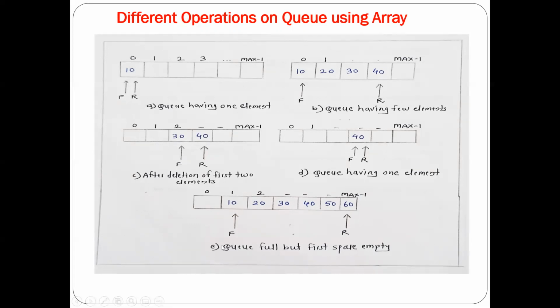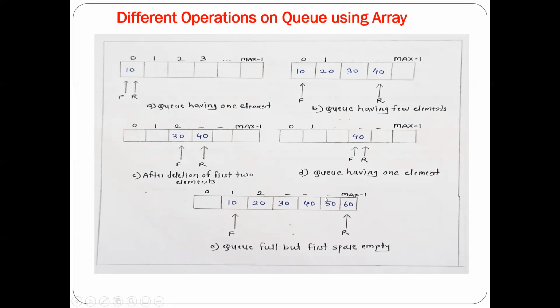Now in this last case, if you are able to see here, I have inserted the elements after the 40, that is the 50 and the 60. So 60 is nothing but the last position of the array, or the queue. So rear is at the last position here. And if you are able to see, the first position is actually empty.